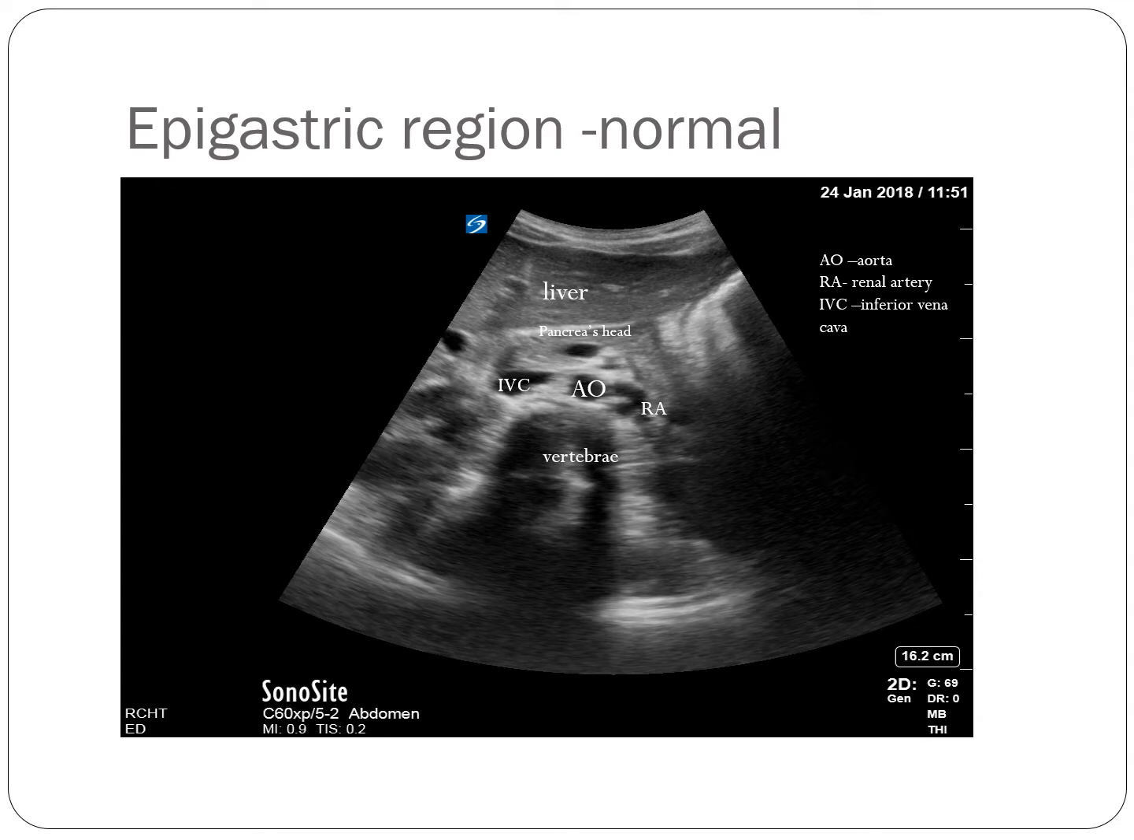Now we're moving to the epigastric region. In the epigastric region, you can see the liver. Below the liver, there is the pancreatic head. You can see the IVC and aorta, and in this case, you can see the renal artery, and you can see the vertebra. The mnemonic is to remember that the epigastric region looks a little bit like a shouting angry man.